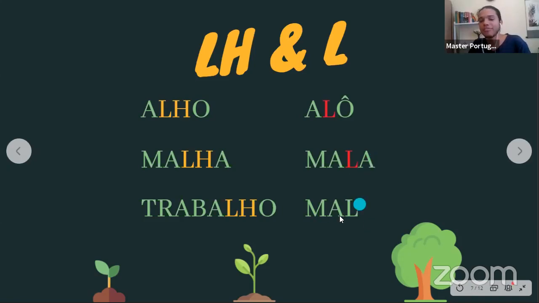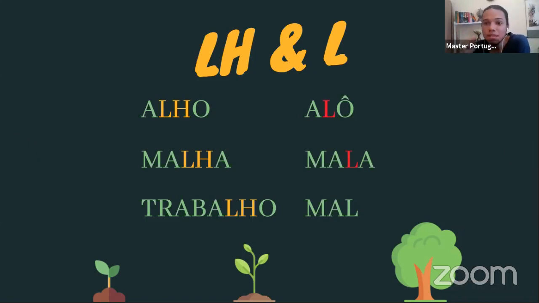So when we have L at the end of a word, we don't pronounce the L. We pronounce U: mal. However, in European Portuguese, they pronounce the L: mal. But in Brazil, we don't. So we turn the L into a U sound. Mal, mal, mal.